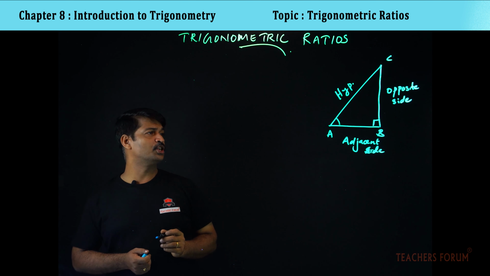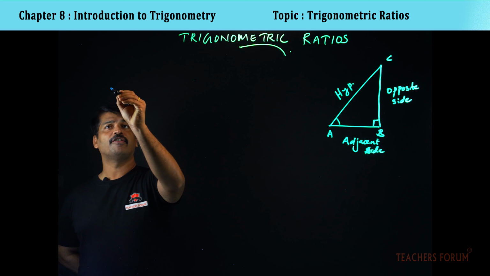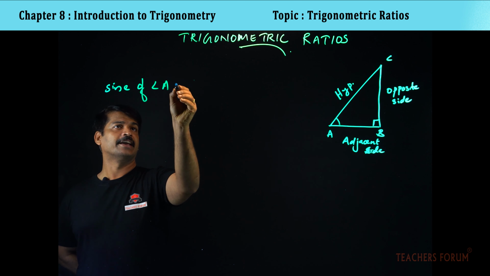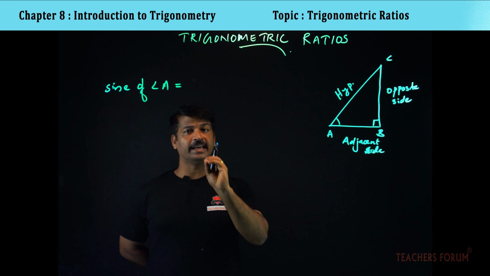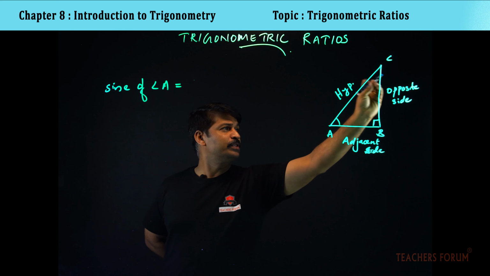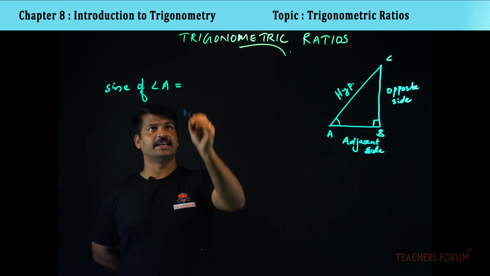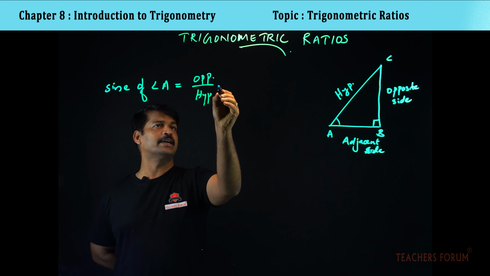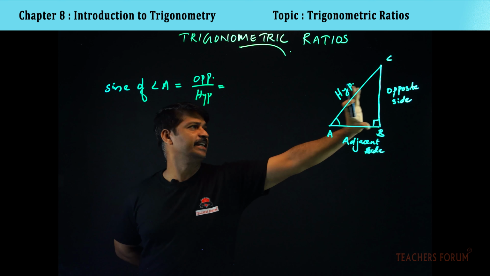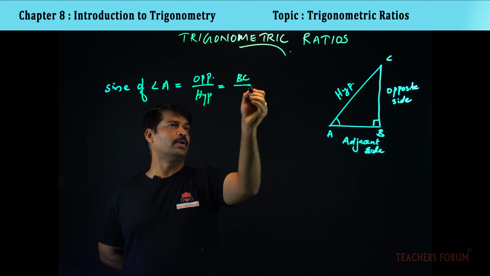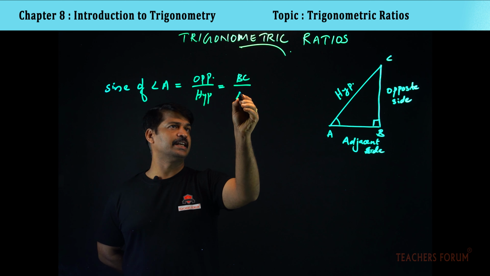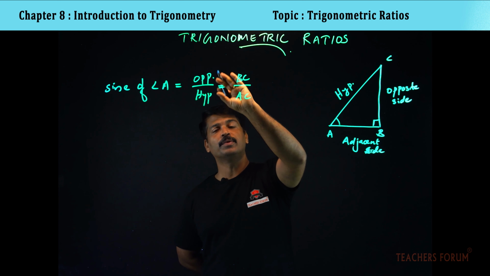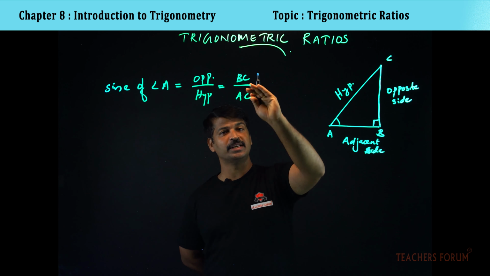The first trigonometric ratio is sine of angle A. Sine of angle A is defined as opposite side by hypotenuse. Can you tell me what is opposite side here? Opposite side is BC. What is hypotenuse? Hypotenuse is AC. So what is sine of angle A? Sine of angle A is opposite side by hypotenuse, that is BC by AC.